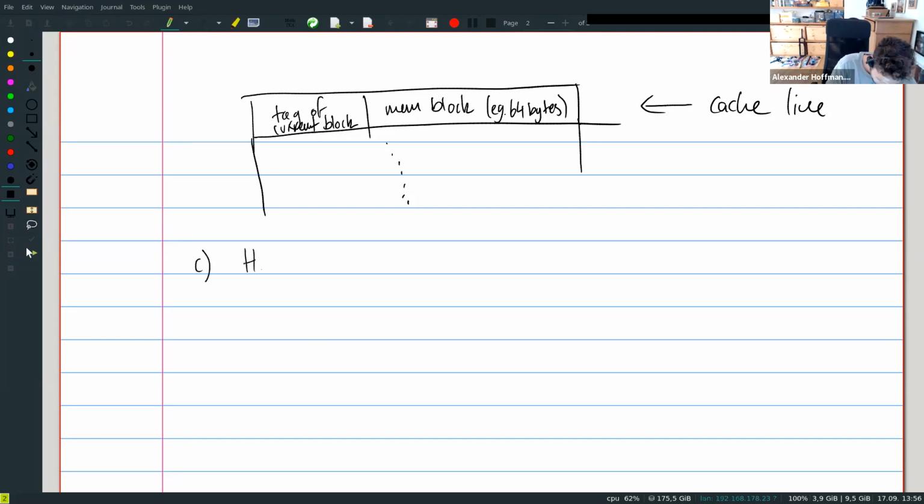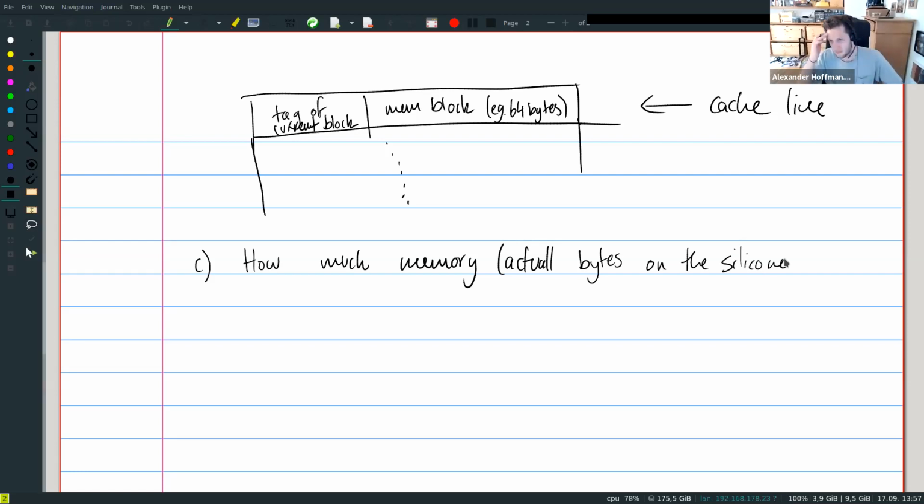How much memory, like this, what I'm saying is actual hardware bytes, on the silicon, to create this cache.